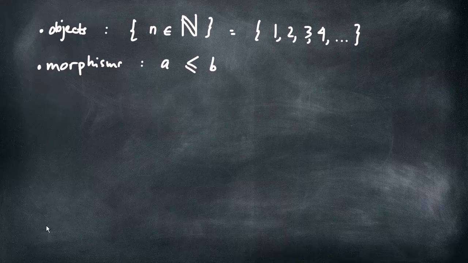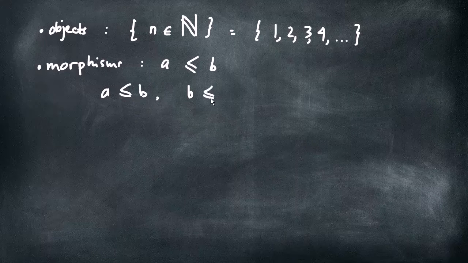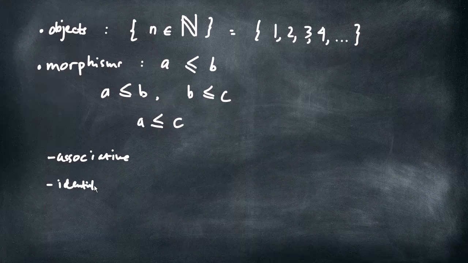Another example: let the objects be counting numbers and the morphism be the comparison operator less than or equal. Now we see that there is a unique composition, which is: if A is less than or equal to B, and B is less than or equal to C, then A is less than or equal to C. And we can check that associativity is satisfied, and there is also identity, which is that any number is less than or equal to itself. So these are categories.